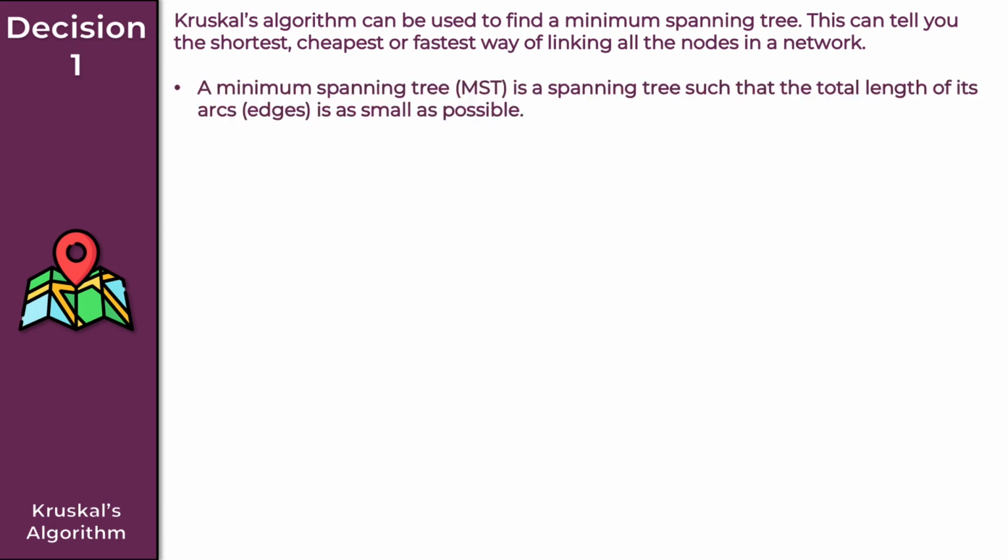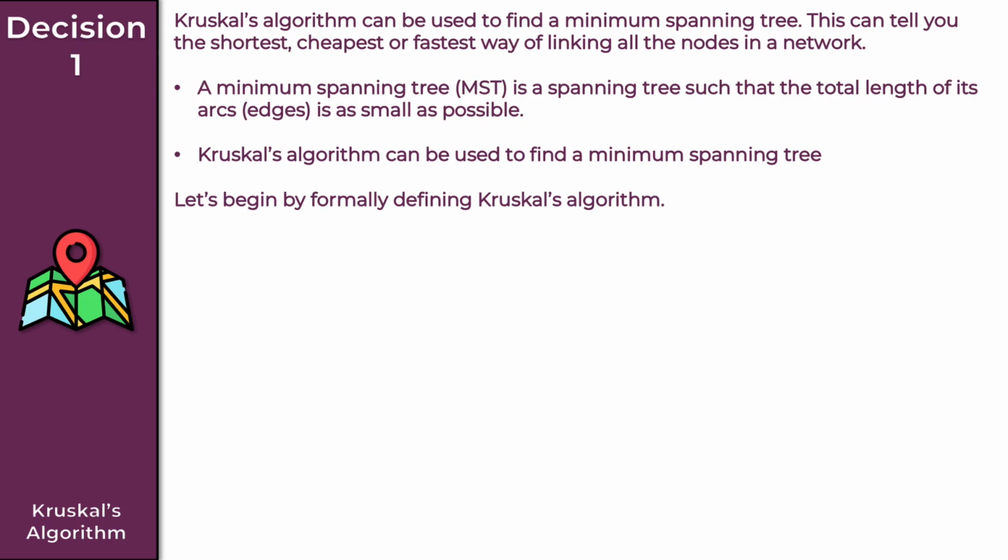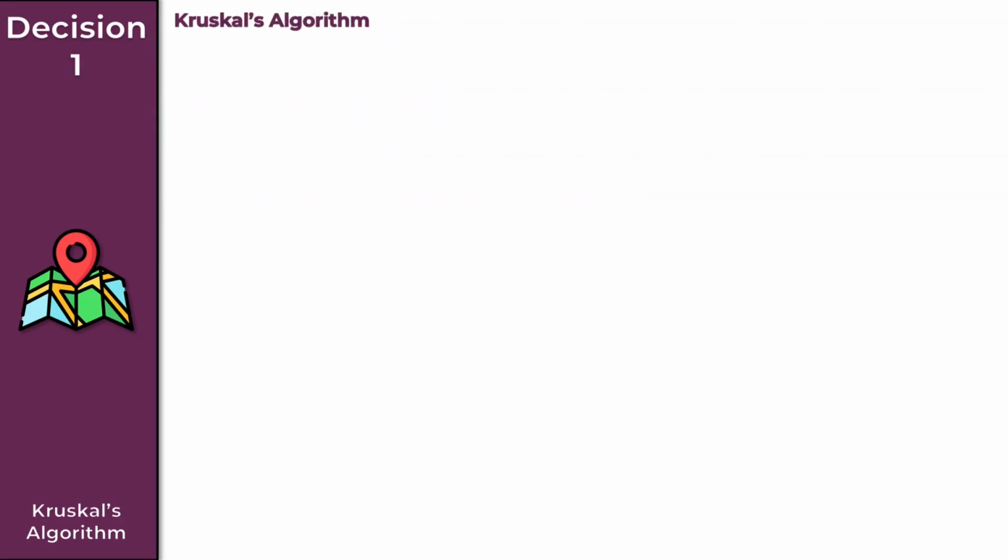So, definition time here. A minimum spanning tree, sometimes abbreviated to MST, is a spanning tree such that the total length of its arcs or edges, whichever you prefer to call that, is as small as possible. And Kruskal's algorithm can be used to find a minimum spanning tree. So let's just begin here then by formally defining Kruskal's algorithm.